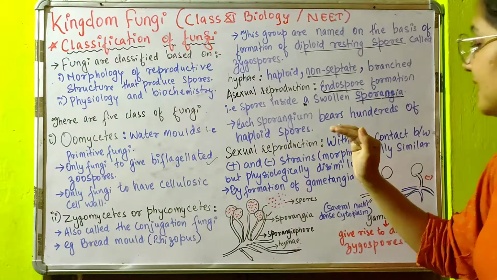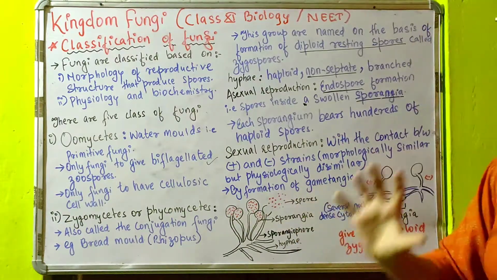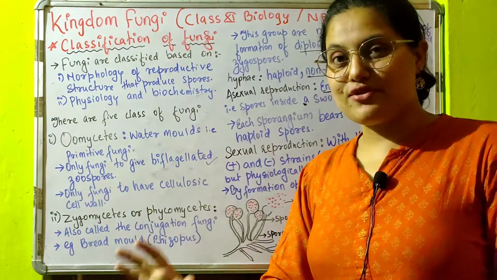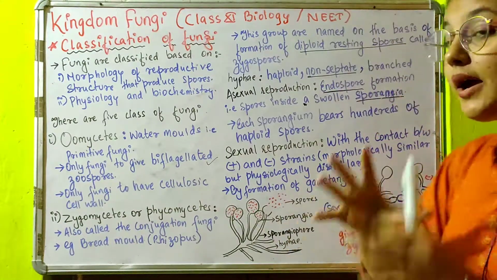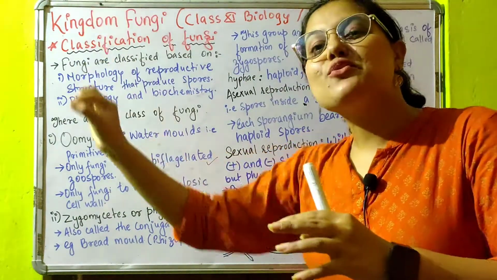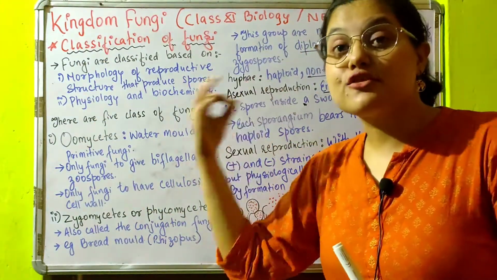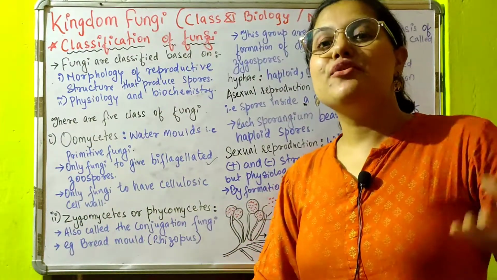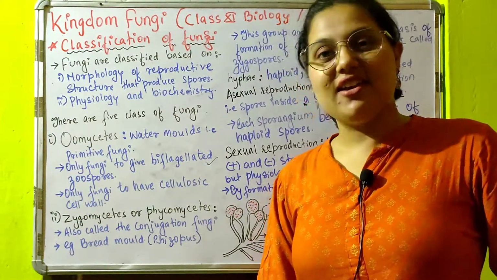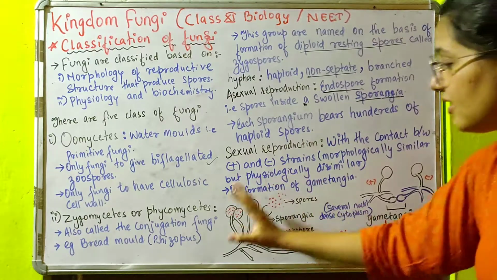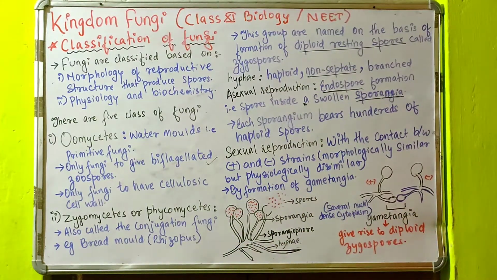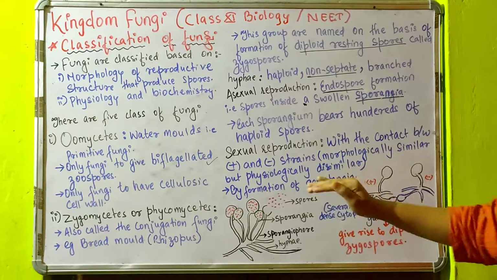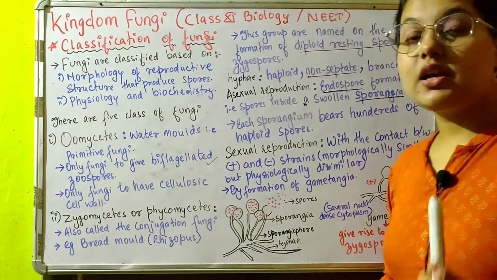Inside each sporangium there are hundreds of spores. Each sporangium bursts and releases so many spores, and each spore grows as a new individual hypha again. This is asexual reproduction. Now coming to the next, that is sexual reproduction with contact between plus and minus strains.